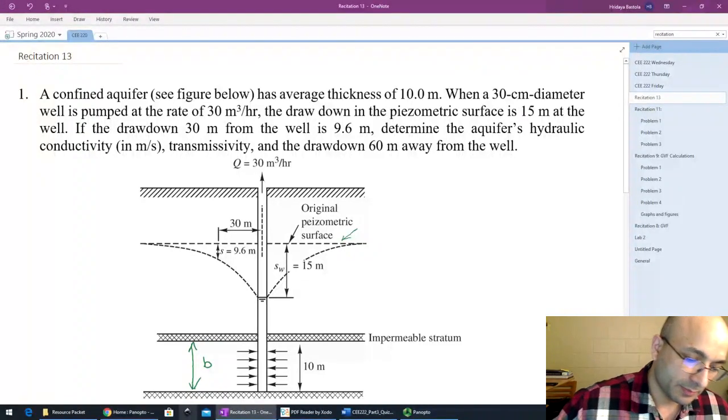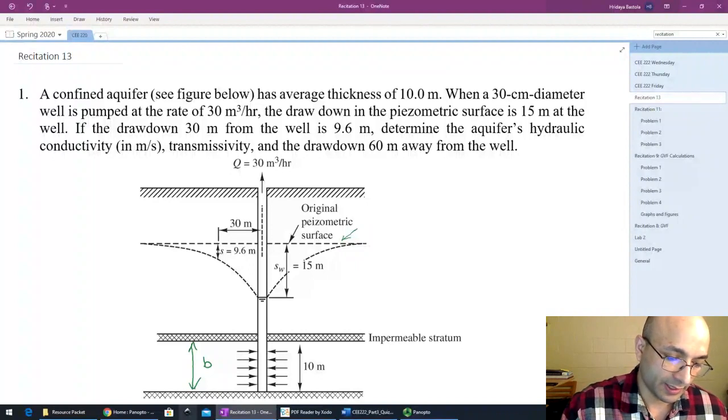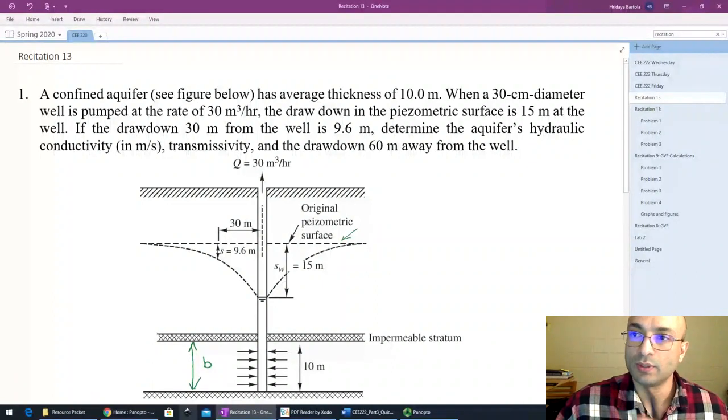The difference from an unconfined aquifer is that in an unconfined aquifer, the water surface is actually there, but in a confined aquifer, you'd see the water level at any given point in this cone of depression only if you install a piezometric well.